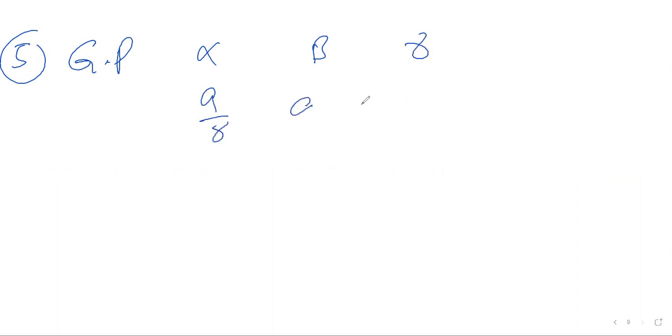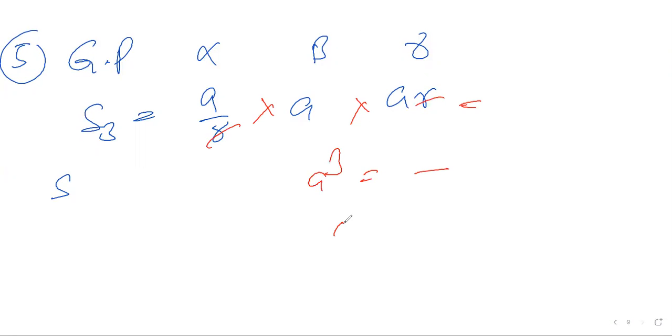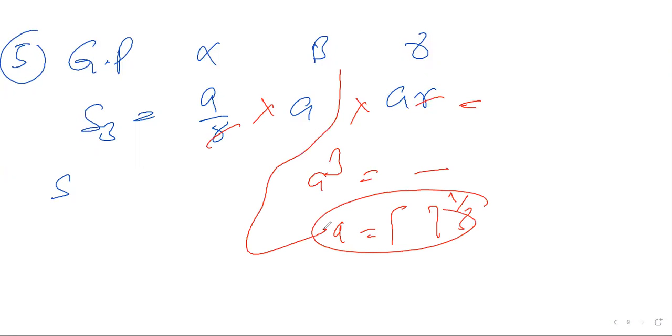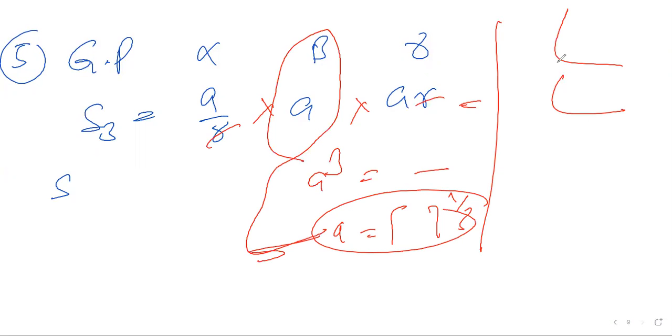Fifth question, GP. The roots are in GP, means alpha, beta, gamma. You have to take them like this: A by R, A, A into R. Here you take S3, the product of alpha, beta, gamma. The product will be A cube, since R cancels. Some answer, A is equal to the whole power 1 by 3. Once you get one root, A is equal to beta. Then the same procedure: convert the third order equation into a second order one, as in the previous model, using Heron's method.